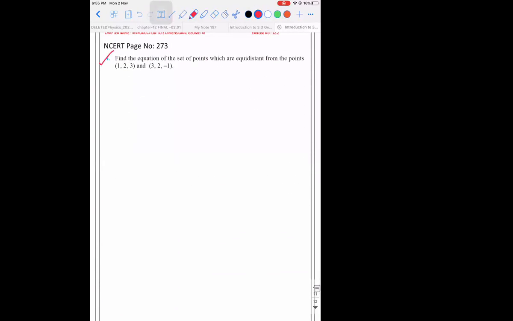So find the equation of set of points which are equidistant from the points. Solution. Let the point be P, x, y, z. This is A, this is B. So what are they saying? Find the equation of set of points which are equidistant from the points A and B. So PA is equal to PB. Correct?